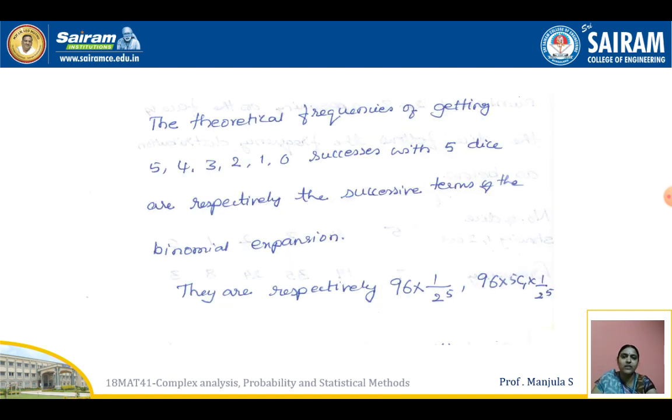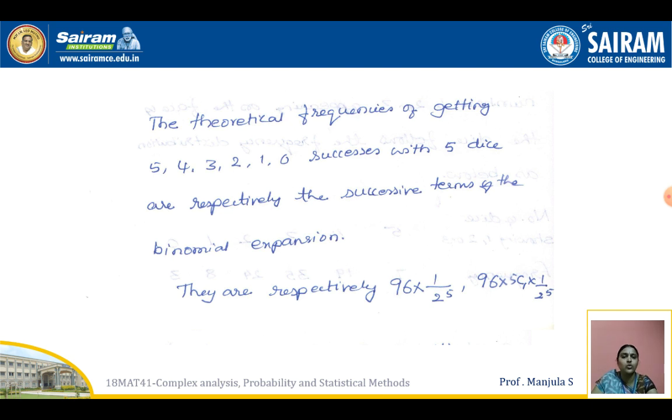The theoretical frequencies of getting 5, 4, 3, 2, 1, 0 successes with 5 dice are respectively the successive terms of the binomial distribution. So first we should write the binomial distribution formula, and then substitute all these values in that formula. Total number of times we are going to toss is 96 times. So 96 into 1 by 2 to the power 5, 96 5C1 1 by 2 to the power 5.